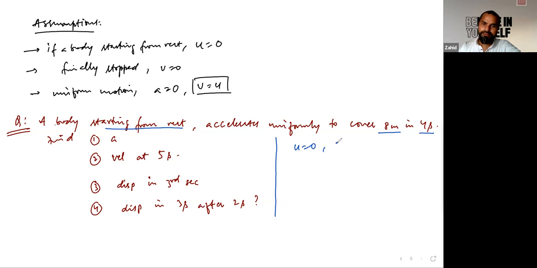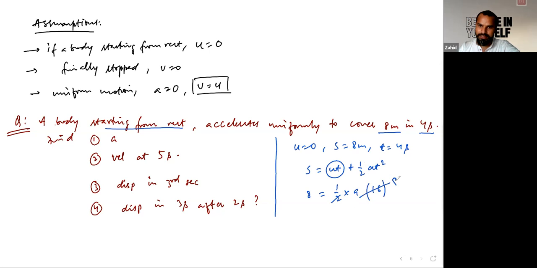u is equal to 0. Displacement is 8 meters and time is 4 seconds. So s is equal to ut plus half a t squared. u is 0, so that term will be 0. s is equal to 8, half, a we have to calculate, and t is 4. The square of 4 is 16. So 2 eights, 8 times 2 gets cancelled out. So a would be just 1 meter per second squared.